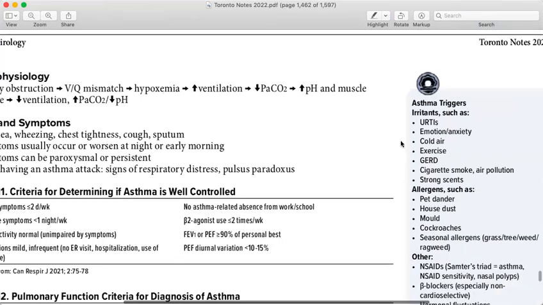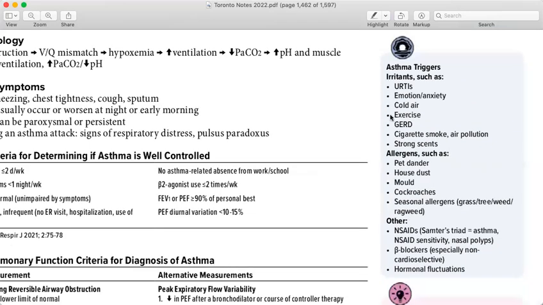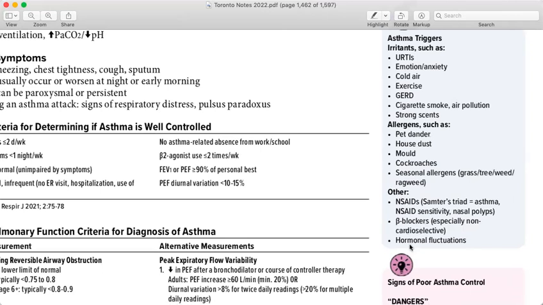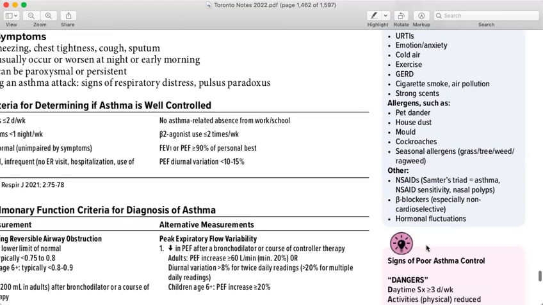What are the irritants? All of those things that can cause asthma: upper respiratory tract infection, emotion, cold air, exercise, GERD, cigarette smoking, and then strong scents, allergens, house dust, pet danders, mold, cockroaches. So these can be triggers. Along with the other ones, which are basically NSAID sensitivity, beta blockers, and hormonal fluctuation. Just give it a read.